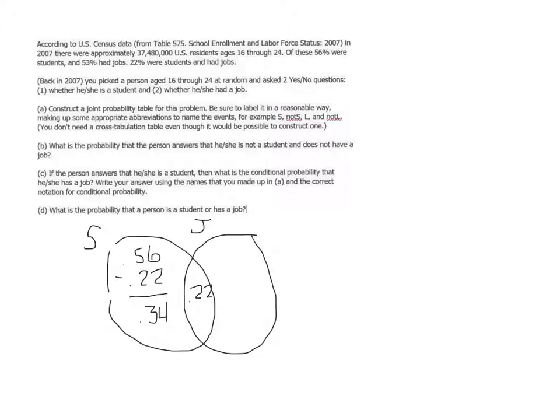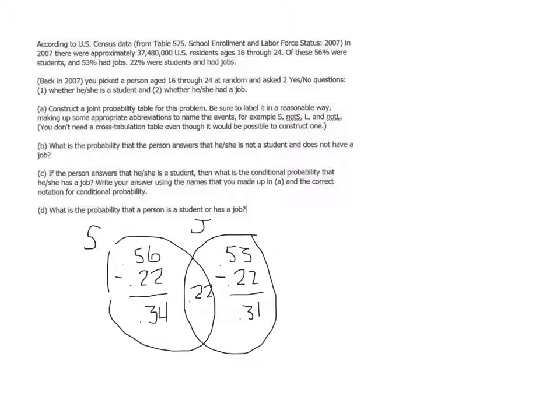And we can use the same line of thinking to figure out what proportion are just those who have jobs and are not students. And so that comes from knowing that 53% had jobs. 22% is already accounted for in that circle. So to find what proportion have only jobs and are not students, we're going to need to take that 53% and subtract that 22%. So there's a 31% who have only a job and are not students.